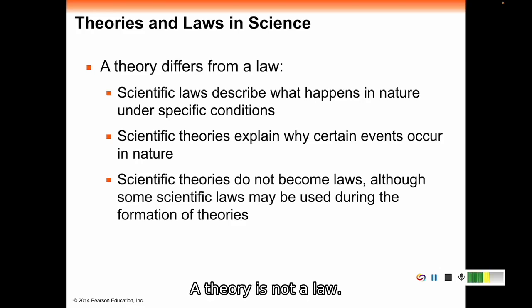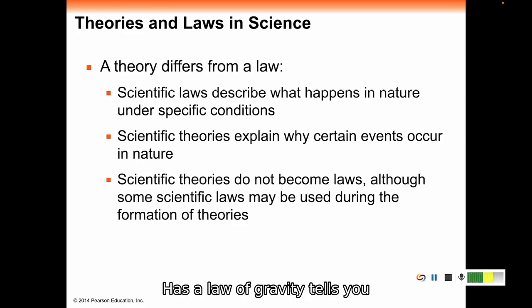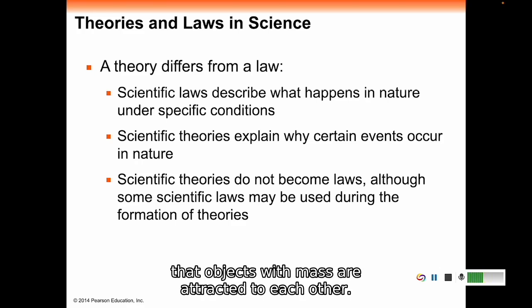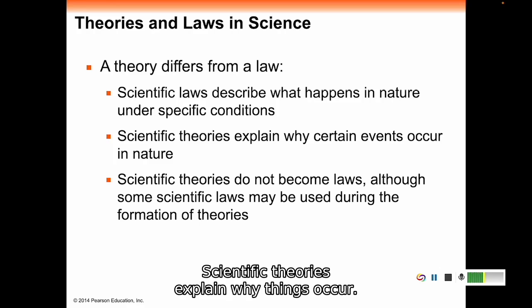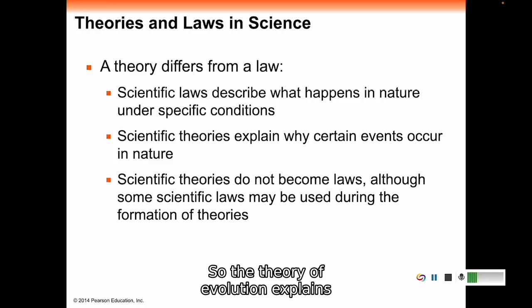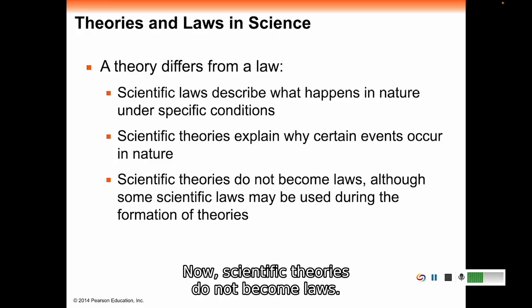A theory is not a law. A scientific law describes what happens in nature. So the law of gravity tells you that objects with mass are attracted to each other. So the mass of the earth pulls you towards it. The mass of the moon pulls you towards it. Scientific theories explain why things occur. So the theory of evolution explains why we have a diversity of species on our planet now.